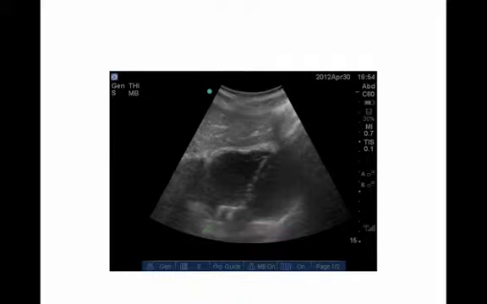The near field structures are closest to your probe and will appear at the top of the screen. Here is liver tissue. This bright white echogenic line is the inferior pericardium. Here is the right ventricle. Here is the intraventricular septum. And here is the left ventricle.